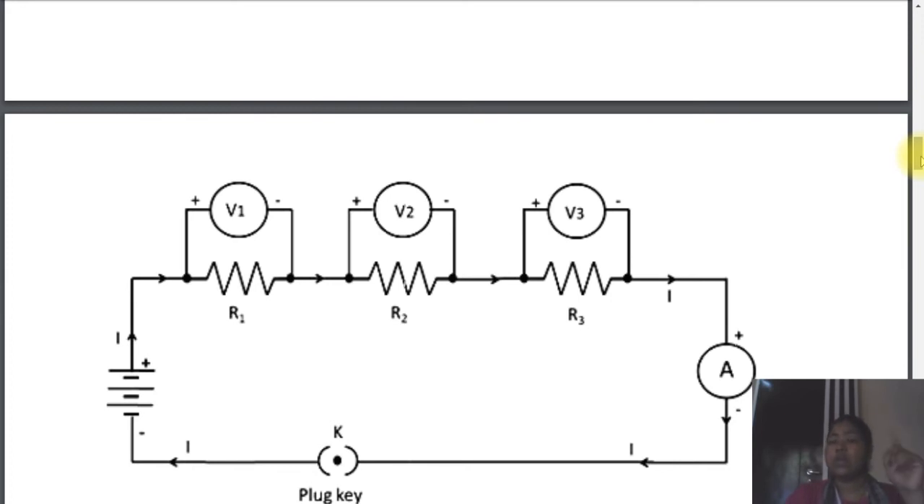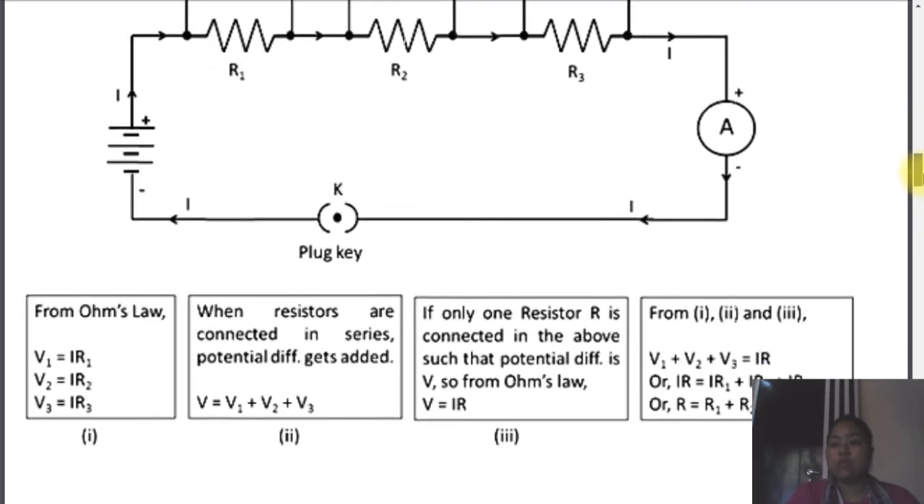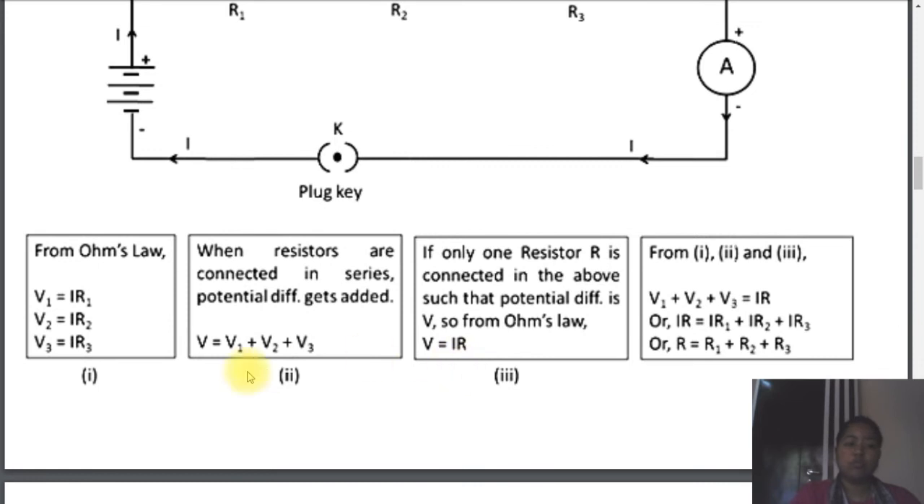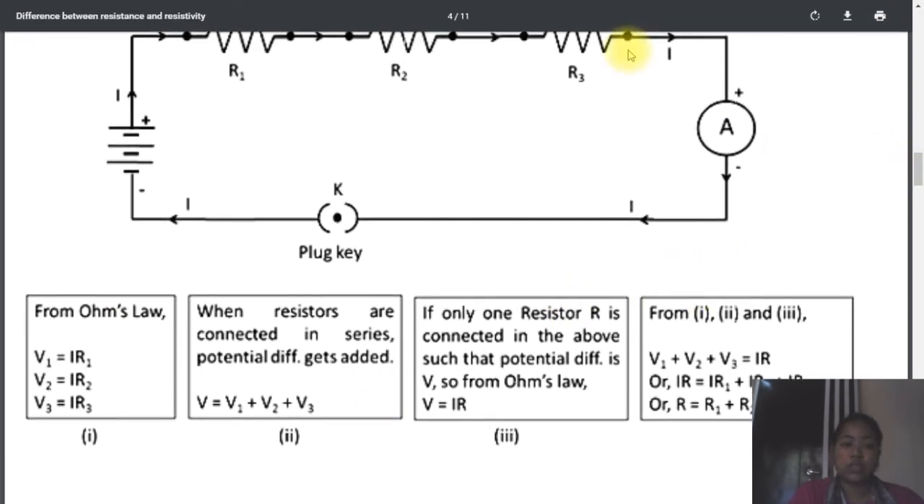Second, current will remain the same through each resistor. Now we will see our mathematical formulation. By Ohm's law, as we know, we have the relationship between current, resistance and potential difference, that is V equals IR.